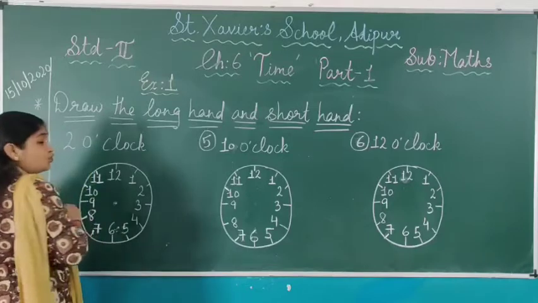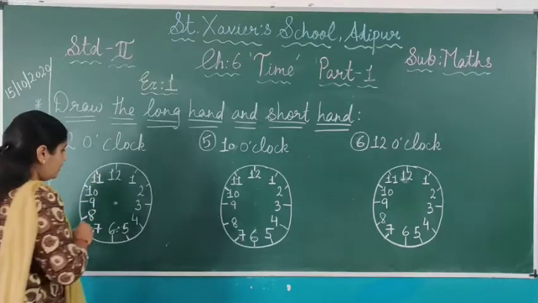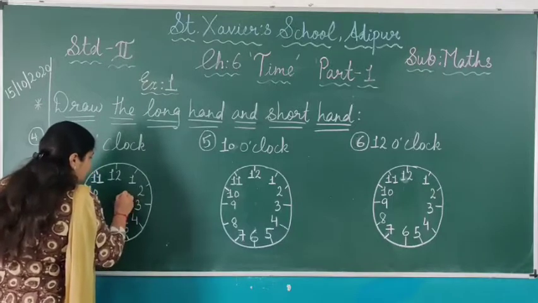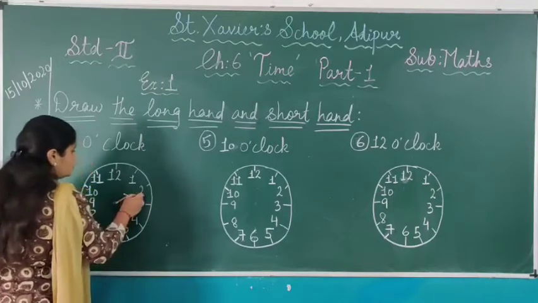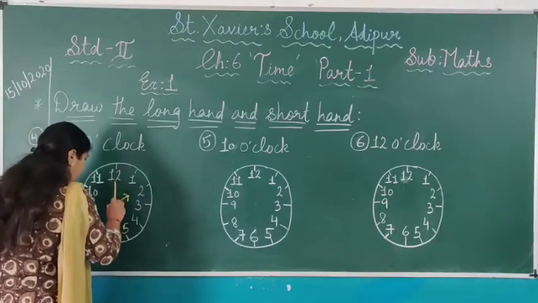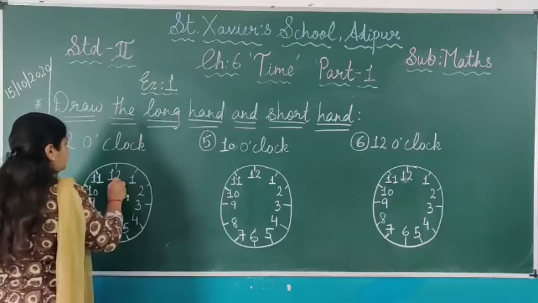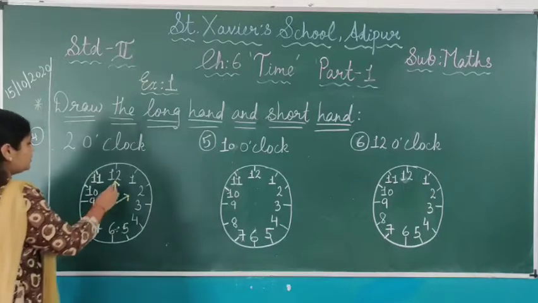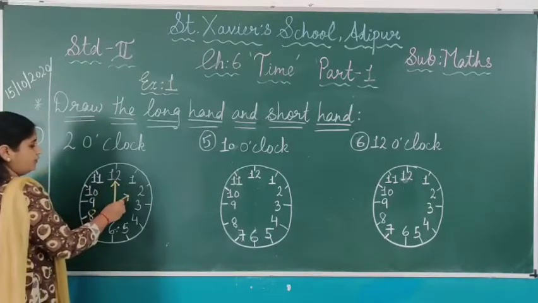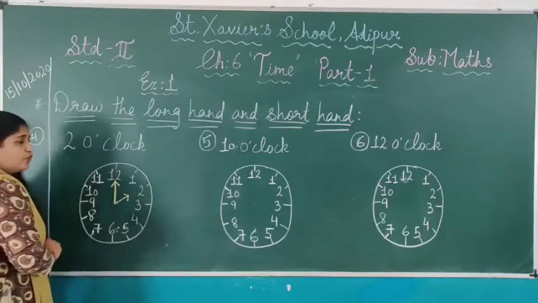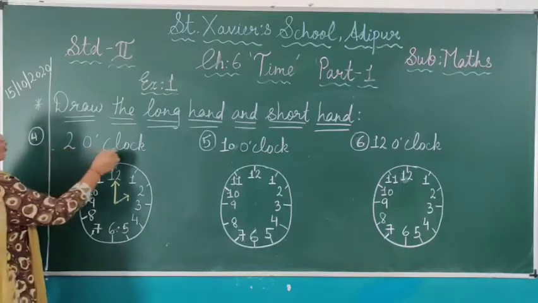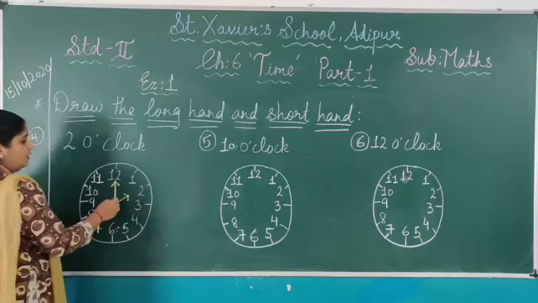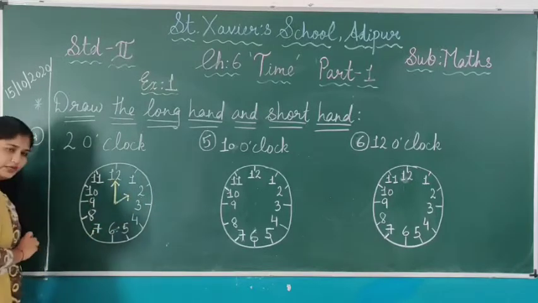2 o'clock. So, short hand, kiski taraf hoga? Yes, kiski taraf hoga? 2 ki taraf. Right? Short hand, kiski taraf hoga? 2 ki taraf. Aur jo long hand hai, wo kiski taraf hoga? 12 ki taraf. Right? The long hand will be at 12 and the short hand will be at 2. Right? The question is 2 o'clock. So the short hand is at 2 and the long hand is towards 12.